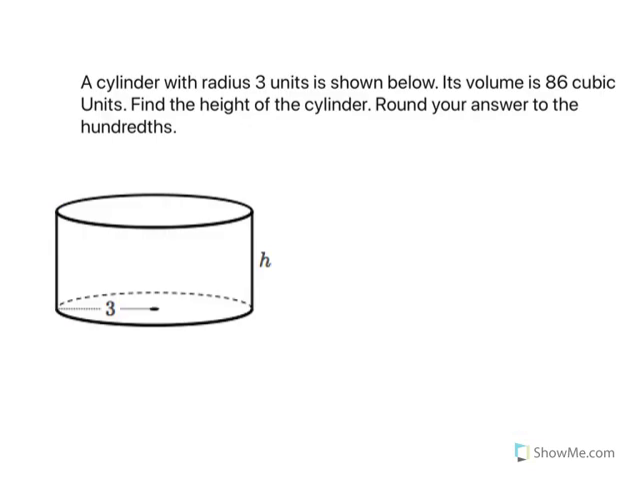Okay, finally here we have a word problem. We have to read carefully because it's kind of tricky. There are certain things we don't know and we need to find out what they are. Say a cylinder with a radius of 3 units. So I know that my radius is 3 units. You can see right here on the drawing. Its volume is 86 cubic units. So your volume is 86 cubic units.